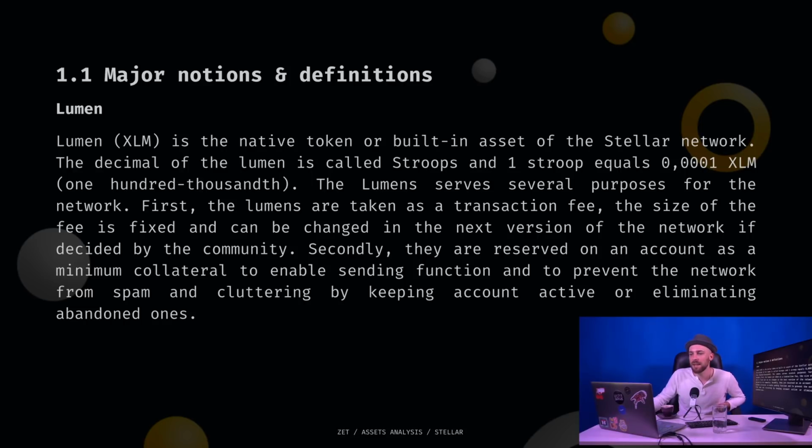The lumen serves several purposes for the network. First, lumens are taken as a transaction fee. The size of the fee is fixed and can be changed in the next version of the network if decided by the community. By the community or the voters, the entities that have the voting rights, correct? Yeah. Secondly, lumens are reserved on an account as a minimum collateral to enable sending function and to prevent the network from spam and cluttering by keeping accounts active or eliminating abandoned ones.